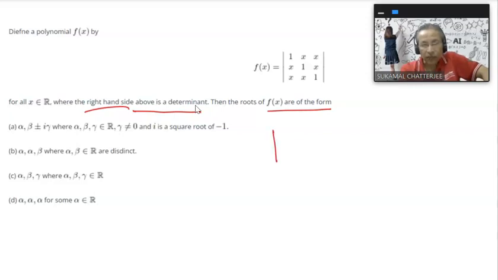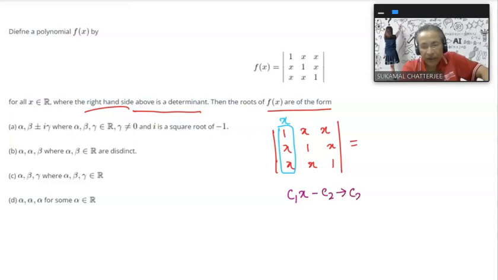So the determinant 1 x x, x 1 x, x x 1 can be solved like this. First we take the first column and multiply it with x. So we multiply column 1 with x, and from that we subtract column 2 and put that in column 2, and we multiply column 1 with x, subtract column 3 and put that in column 3.